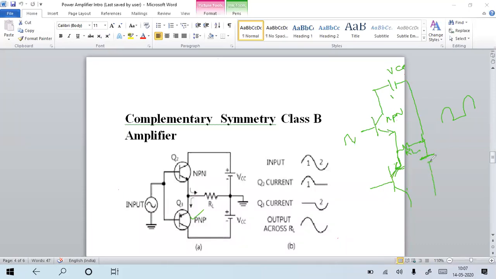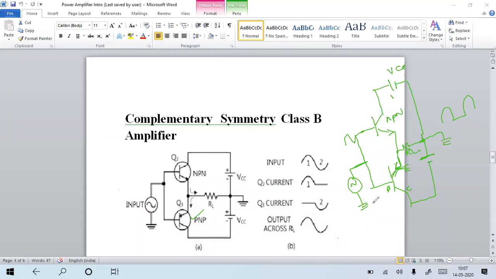Again, this is the collector terminal, this is the base terminal, this is the emitter terminal. Correct? This is the circuit they have given. The center point is grounded. Same. Now the two circuits are interconnected in such a way that we provide the input signal at the base terminals of both sides. So this is called the complementary symmetry class B power amplifier.